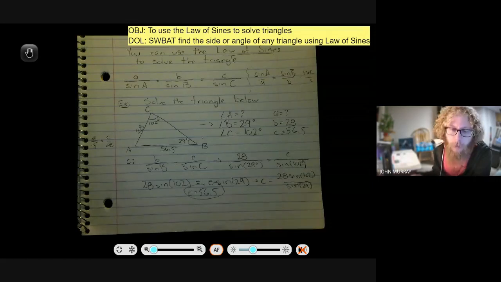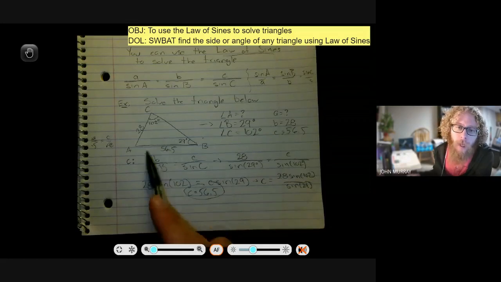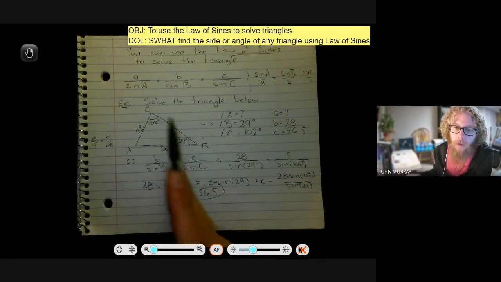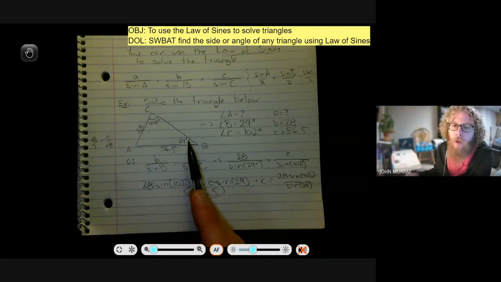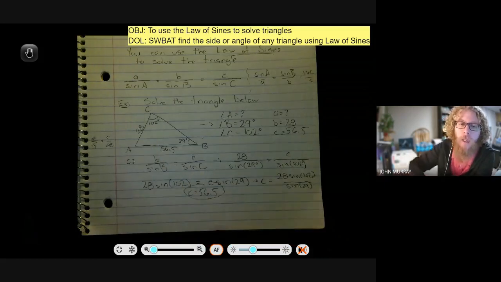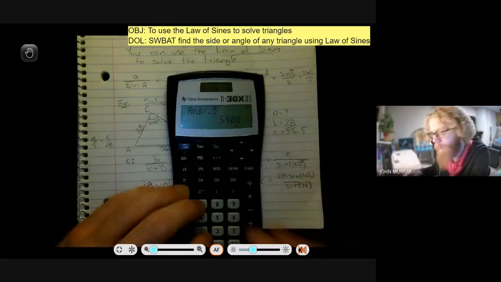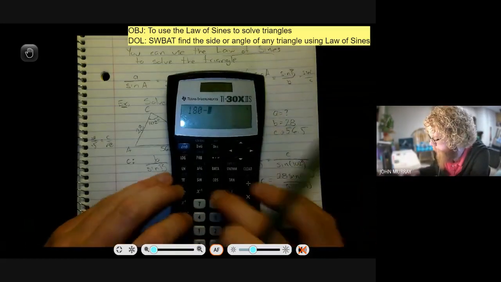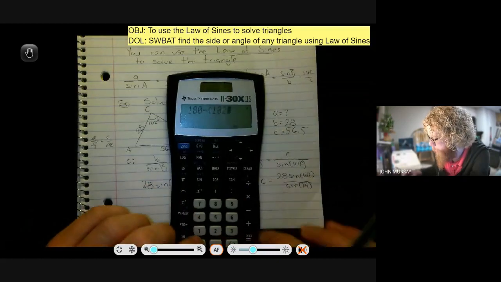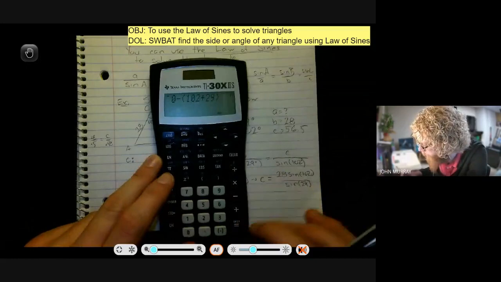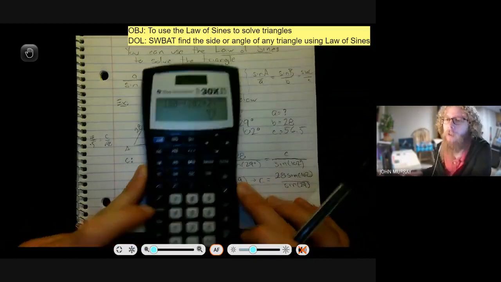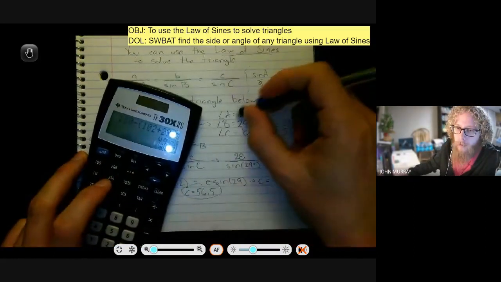But luckily, we do have some other tools at our disposal. I can find angle A because we're dealing with a triangle. So I can subtract 102 and 29 from 180 degrees. I'm going to do 180 minus 102 plus 29. So my missing angle is 49 degrees.